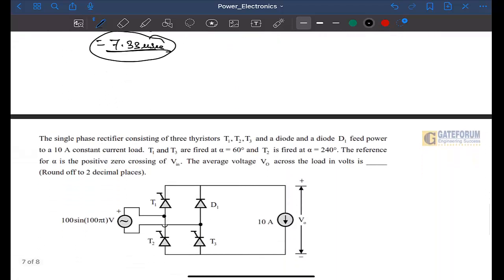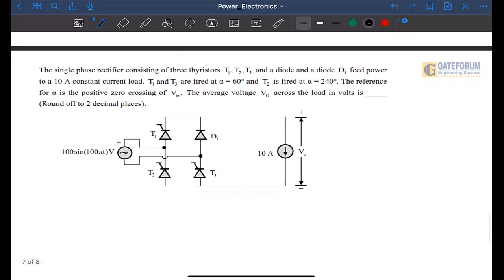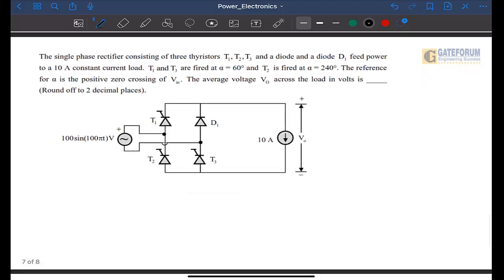Now let's move over to another problem which was asked in GATE 2023, and it is from power electronics. See, in this also there are two situations. We can say these kinds of questions can be solved with the output waveforms.